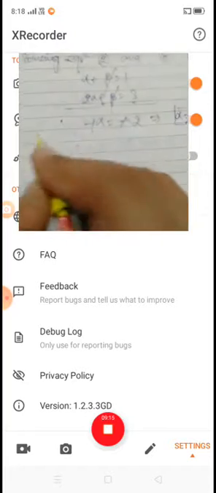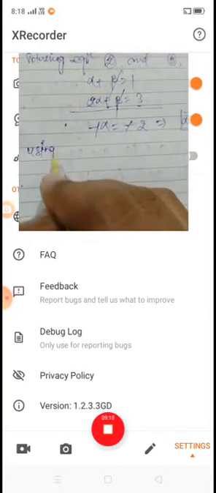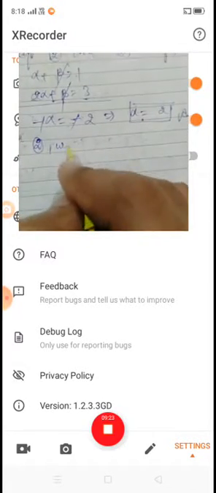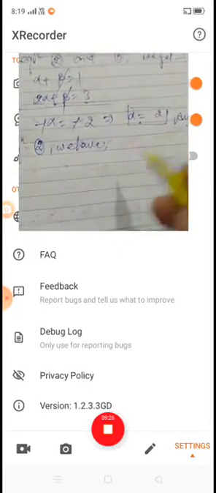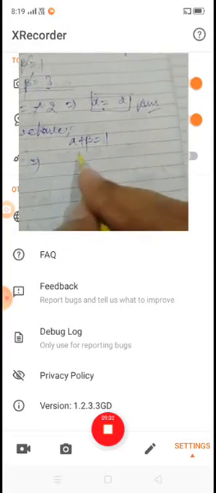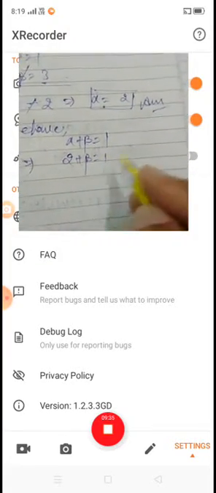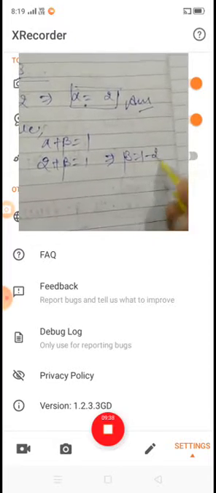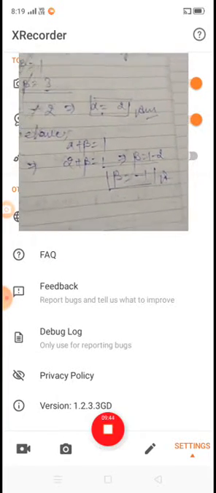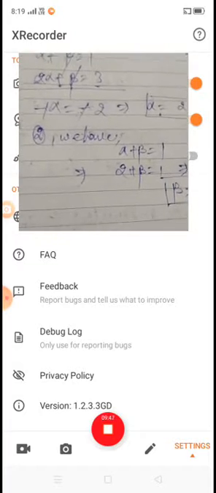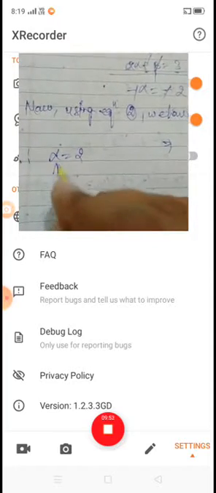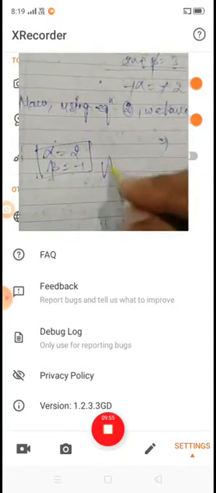Now, using equation 2, we have alpha plus beta is equal to 1, and putting alpha is equal to 2, we get beta. This is another answer. So the required values are alpha is equal to 2 and beta is equal to minus 1. This is your complete answer.